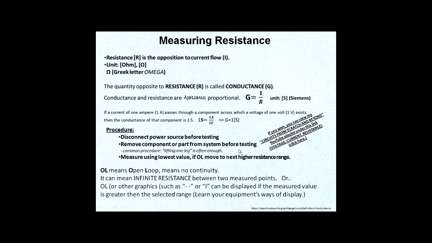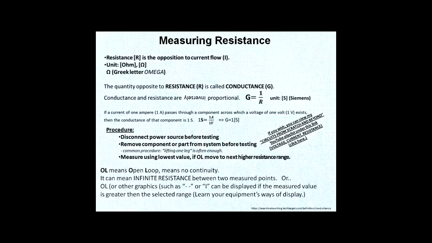Remove the component first. So we took care of that. Common procedure: lifting one leg is often enough. I just described that for you. And then measure using the lowest value. If you get the overload or over limit indication, then move to the next higher resistance range. Okay.